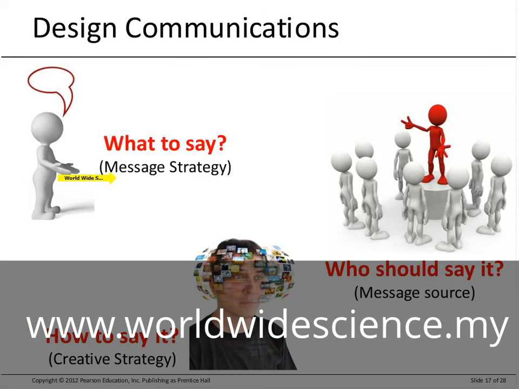What is your message? What do you want to say? Then the message source. For example, if you want to send a message to kids and children, better use a suitable person to send it, and the source of the message should be suitable for kids. And if you want to send a message to educated people, your person must be suitable for educated people.